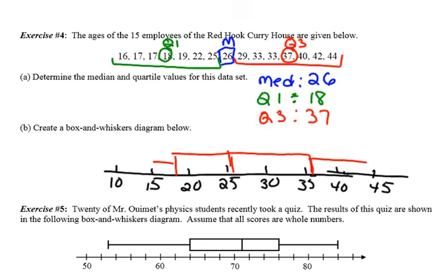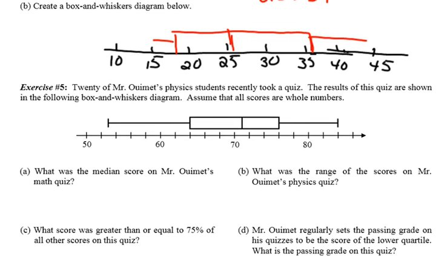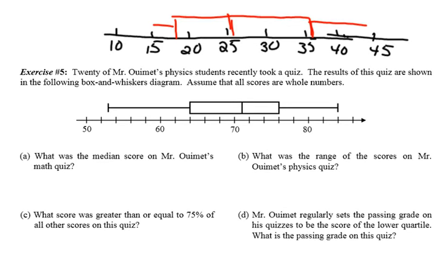Okay, taking a look at actually answering some questions. So here is a box and whisker plot. So what is the median score? So if we're going from 70, that's going to be at 71, right? So here's your median. Okay, that's the middle of the box. What is the range of the scores? So you need your highest, which is, we're counting by 2, so this is 84. And the lowest is 53, so 31.